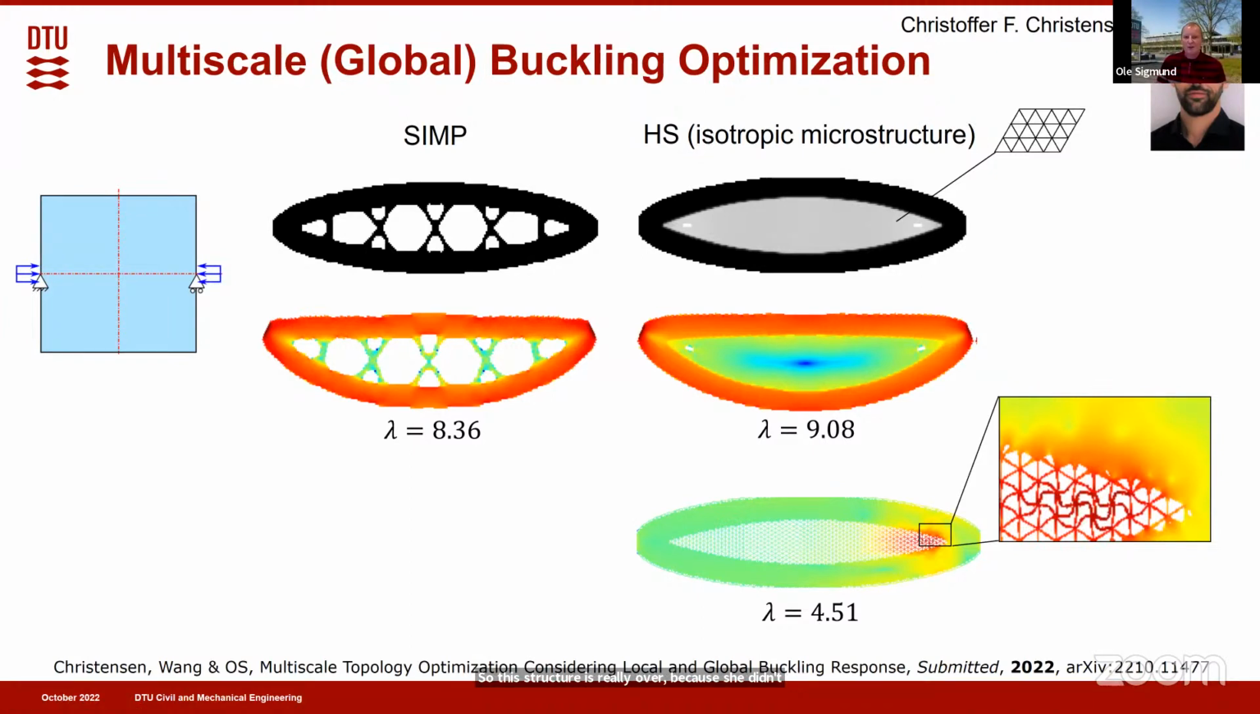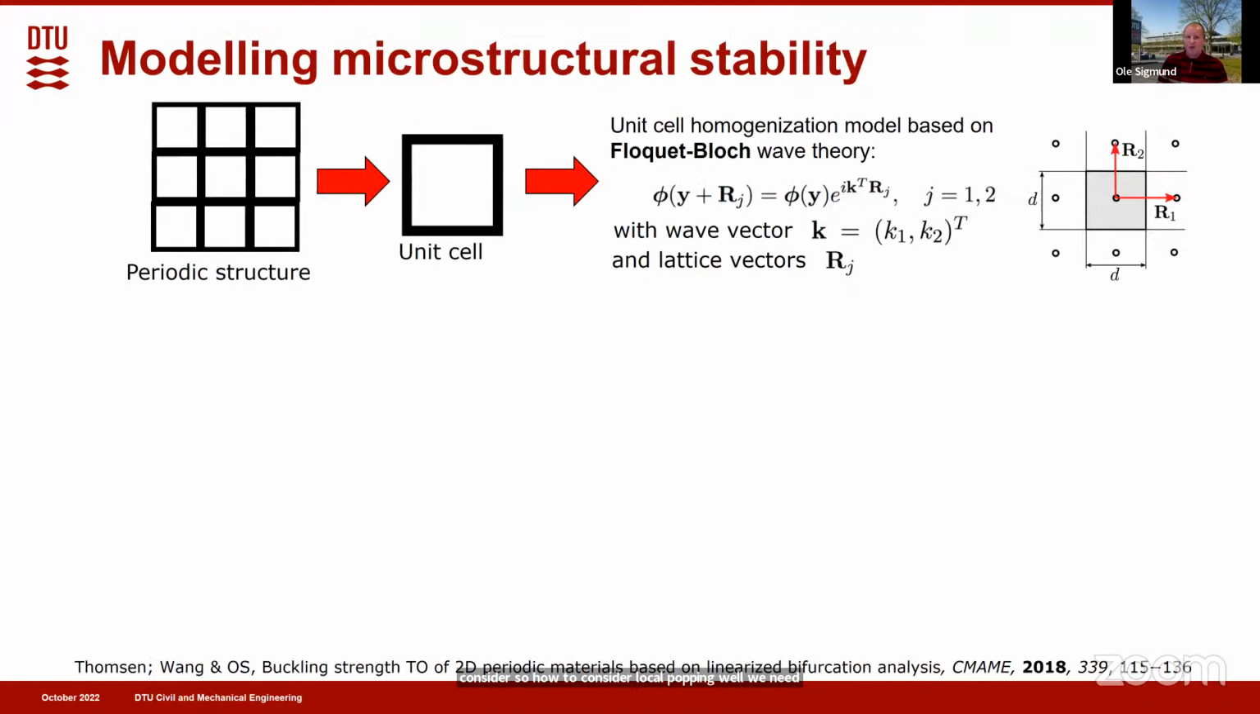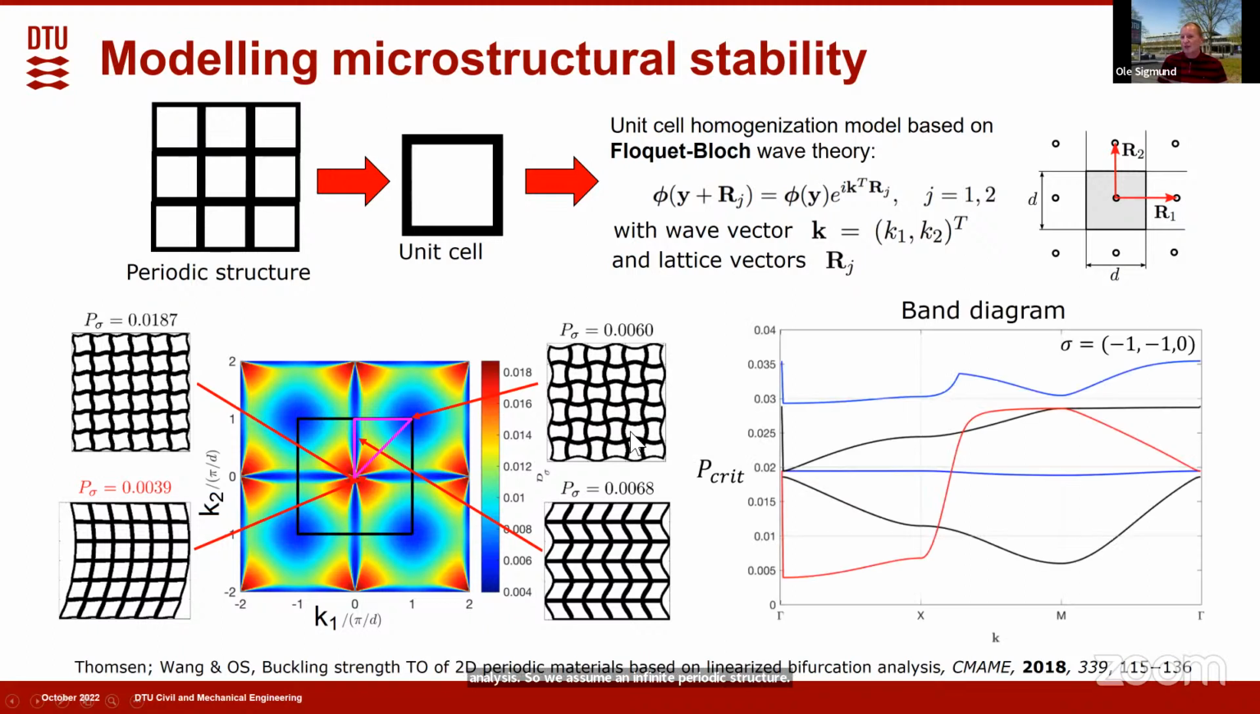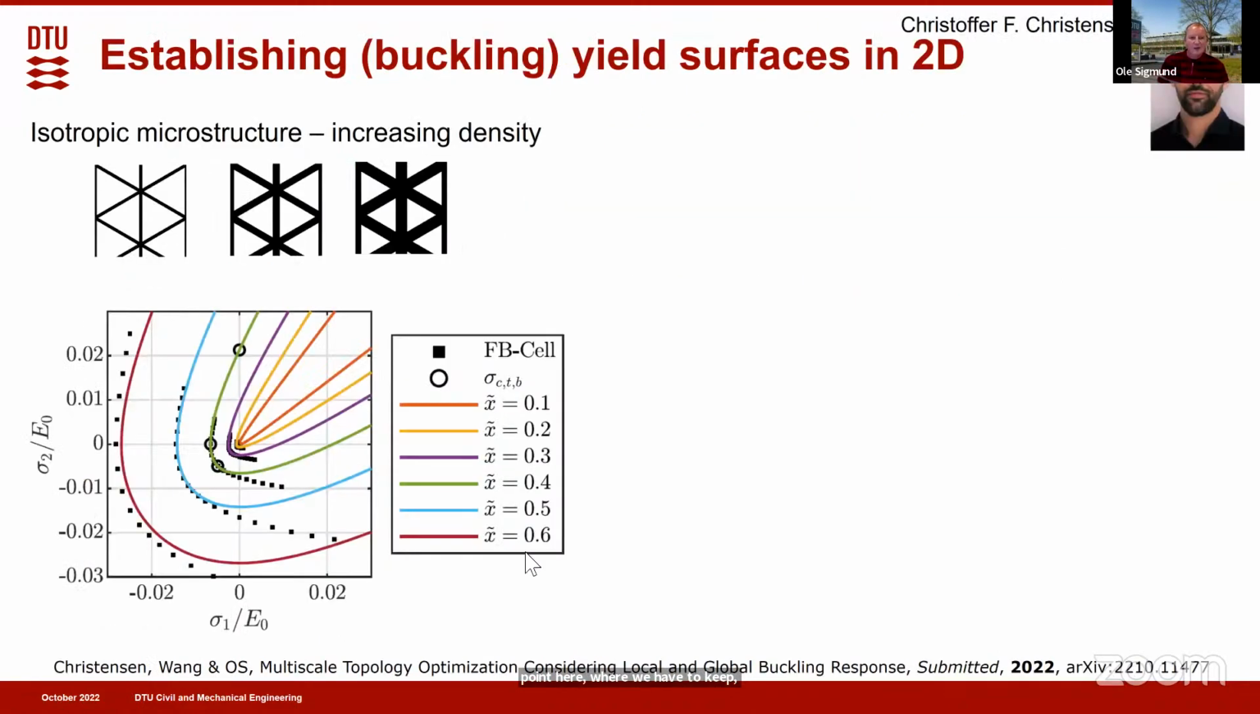Well, we need to provide yield surfaces or buckling yield strength surfaces. We do that by doing an intensive number of Floquet-Bloch wave analyses. So we assume an infinite periodic structure. We perform the so-called Floquet-Bloch wave analysis and find the most critical modes. And then for this specific structure, this would be this point here where we have those critical buckling modes. And so we do that for several different stress situations. And based on that, we are able to provide yield surfaces.